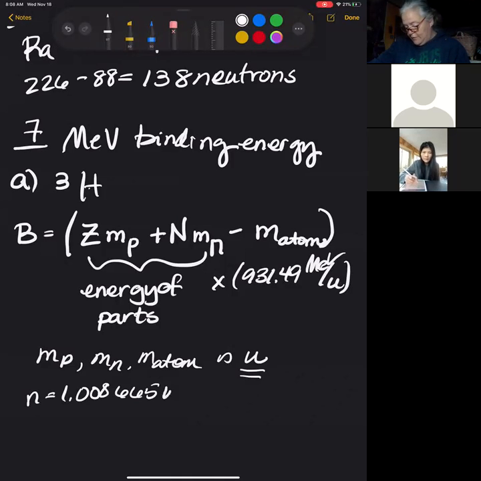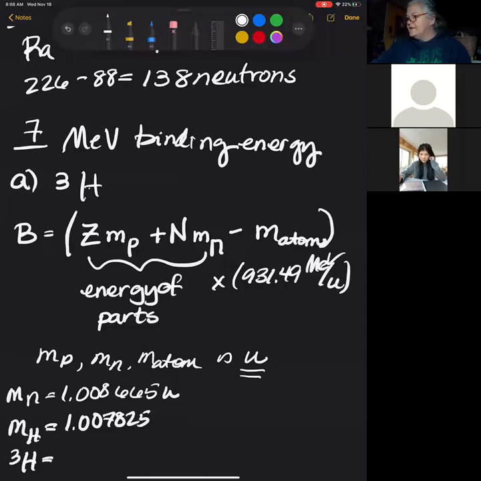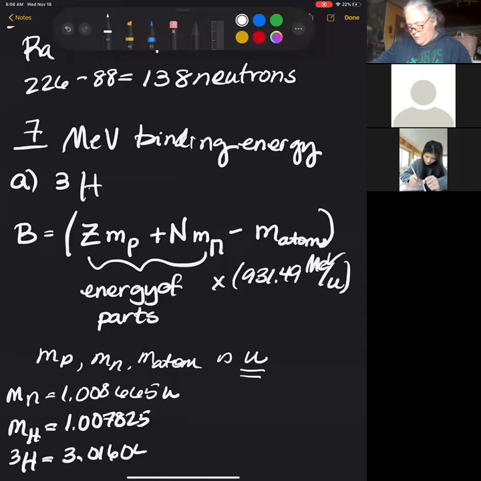Don't round off. The mass of hydrogen, oh, that should be mass of neutron. The mass of hydrogen is 1.007825, okay? And then I can go down and look up the mass of the isotope. So under hydrogen, I find hydrogen 3, which is also called tritium, and the mass of tritium is 3.016049.